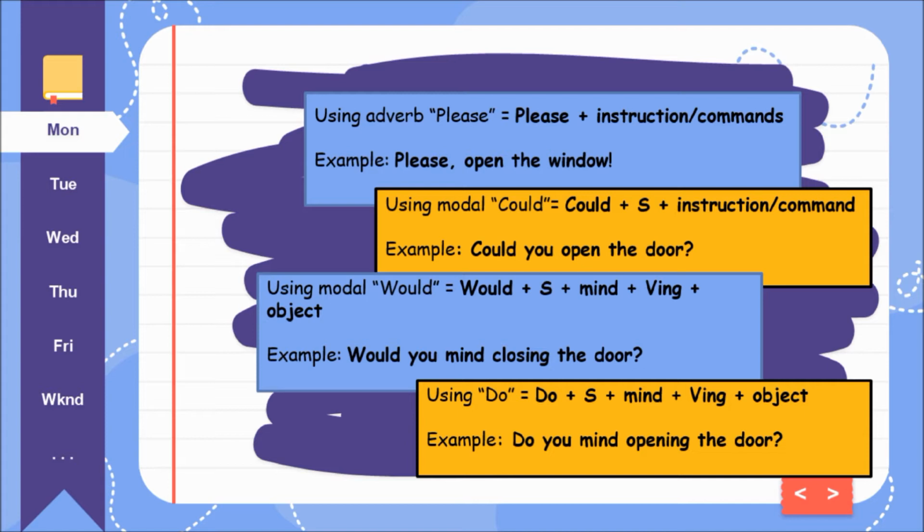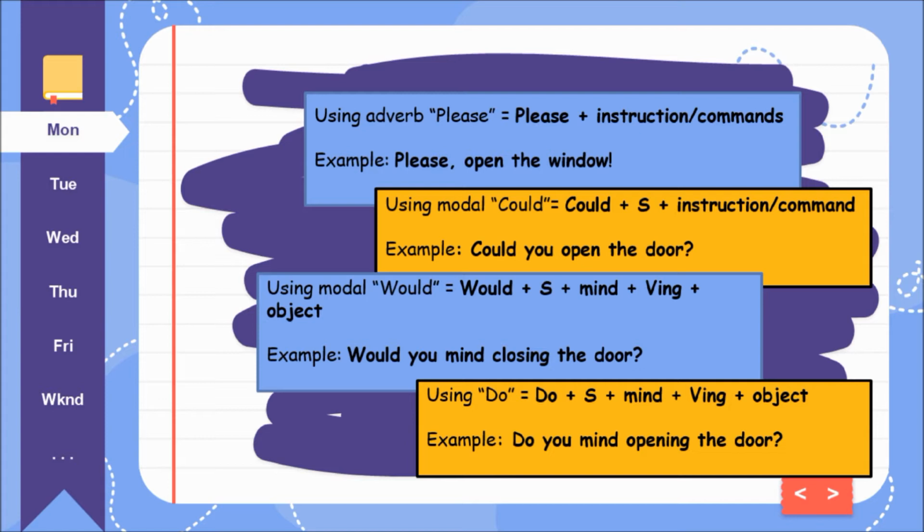The third is using modal would. So, we have to add would plus subject plus mind plus verb ing plus object. For the example, would you mind closing the door? Jadi, ketika kita menggunakan modal would, kita harus menggunakan would plus subject plus mind plus verb ing plus object. Contohnya adalah, would you mind closing the door? Would, subject you, plus mind plus closing, verb ing, objeknya the door.